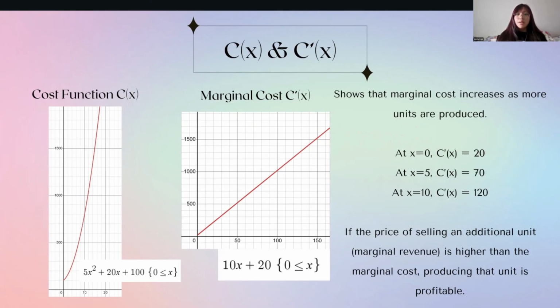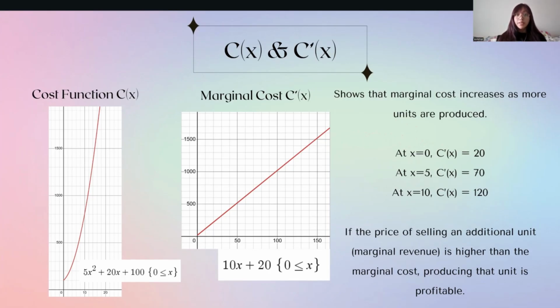Now, let's take a look at the marginal cost C'(x). The function of the marginal cost is 10x plus 20, and as you can see here, the function is linear and it keeps increasing. This means that the marginal cost increases as more units are produced. For example, at x equals 0, marginal cost is equal to 20. And at x equals 5, marginal cost is equal to 70. This shows that the more units are produced, the more expensive the next units are to produce.